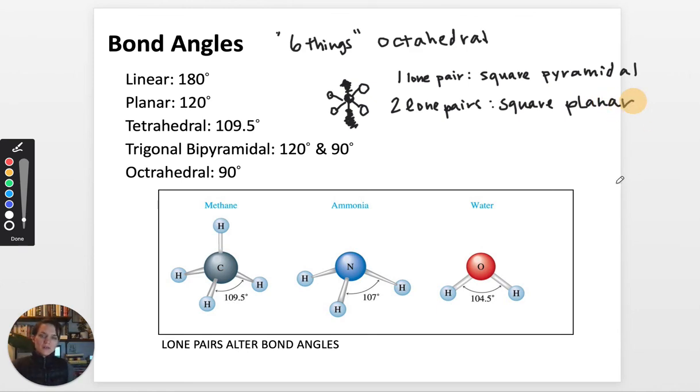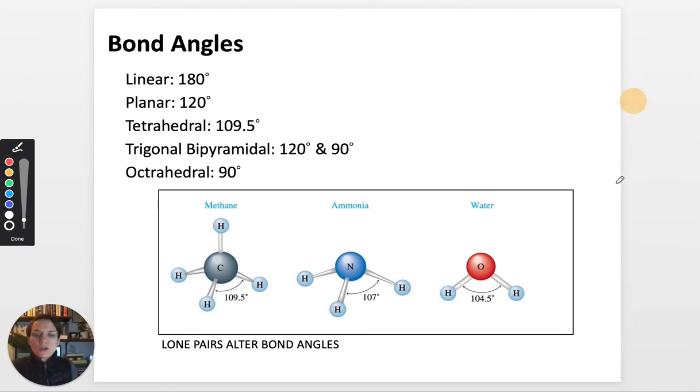You need to know the bond angles. Our tetrahedral is 109.5. Our trigonal pyramidal is 107. And then our water is 104.5. Now, your textbook also just calls this less than 109.5, which I'm fine with. So these are your bond angles.